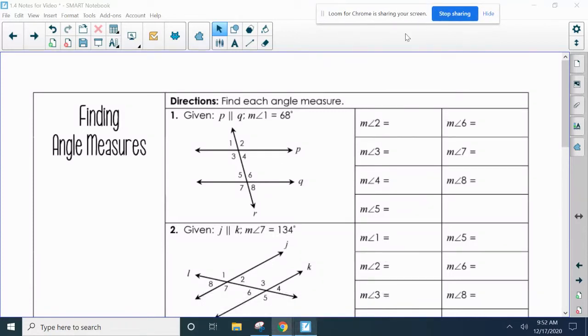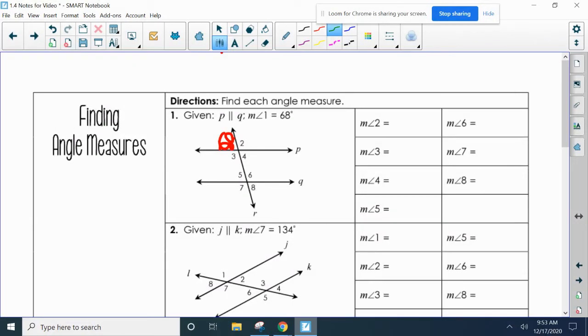All right, so now that we've talked about our different angle pairs formed, we're going to talk about, if we're given those two parallel lines cut by a transversal, what those relationships mean and how to find missing angles. So we know 1 is 68. So let's use what we know about those different angle pairs.